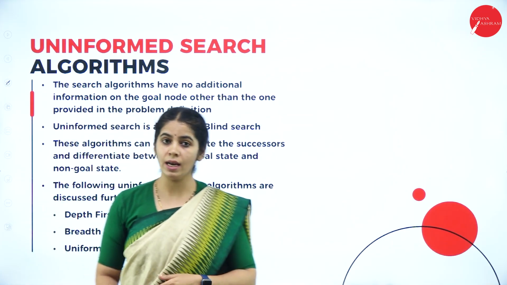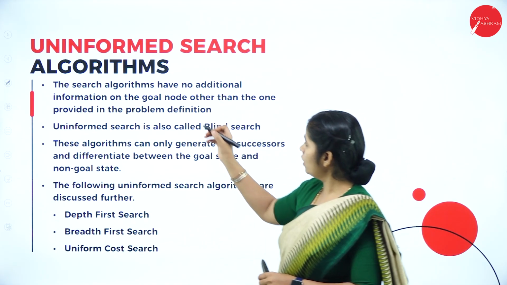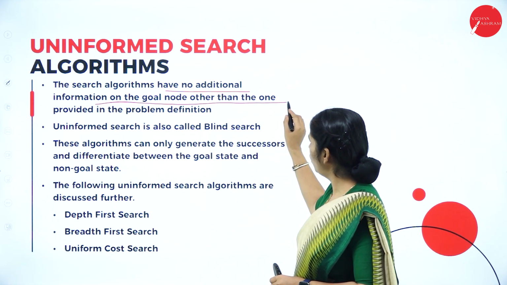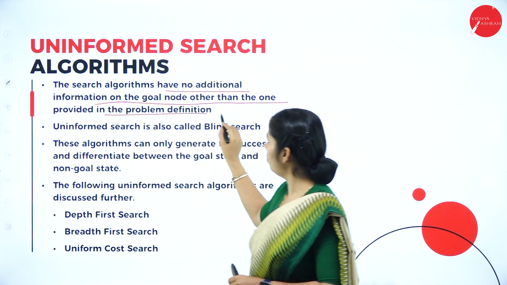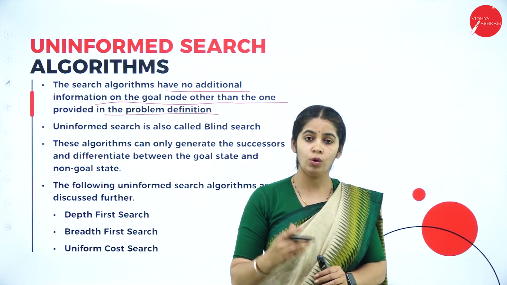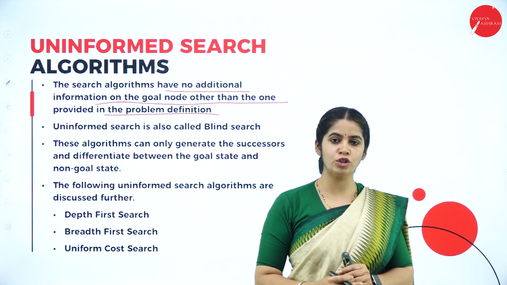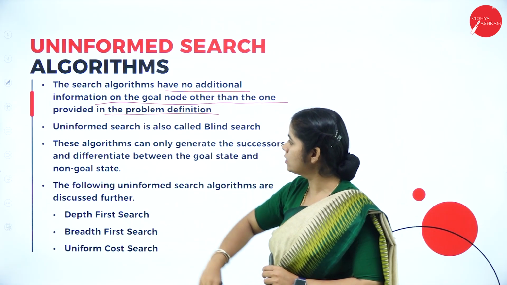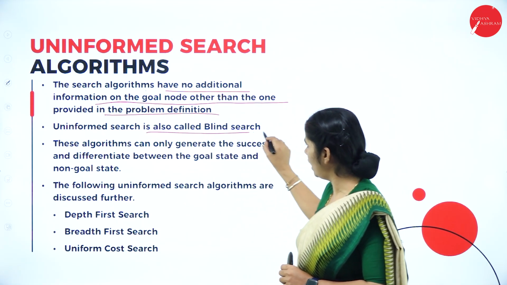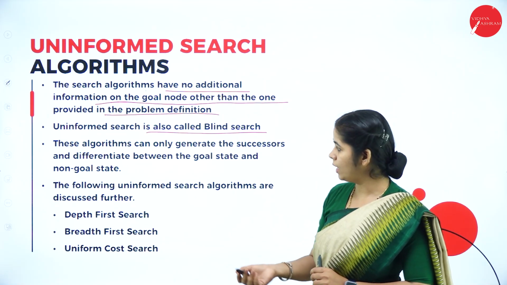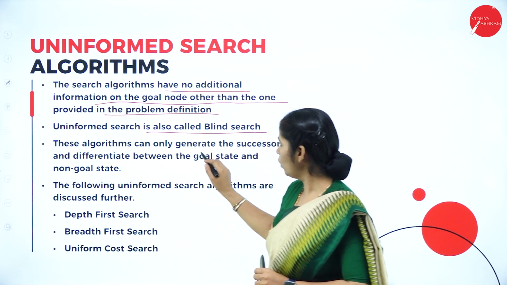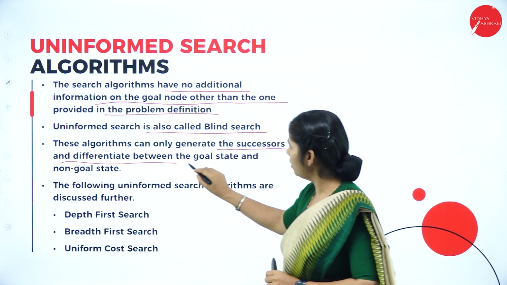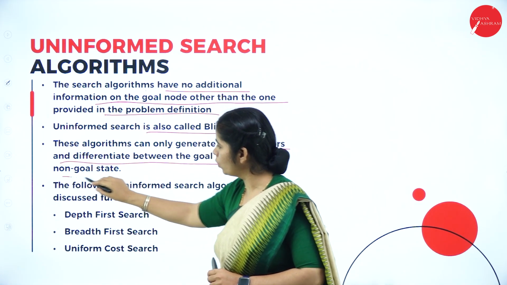Let's see what is uninformed search first. Searching algorithms that have no additional information on the goal node other than what is provided in the problem definition. We don't have any additional information of the goal node. That is called uninformed search. Uninformed search is also called blind search, as already mentioned. This algorithm can only generate the successors and differentiate between the goal state and the non-goal state.